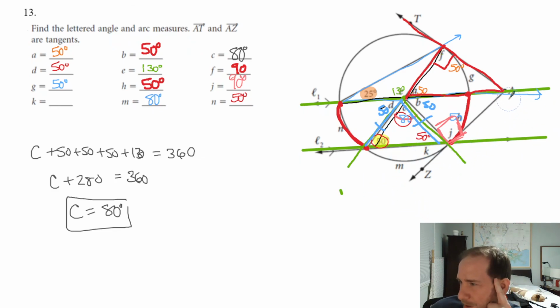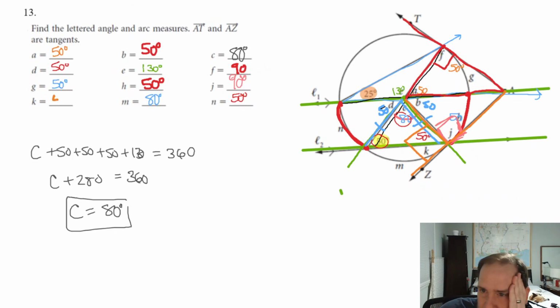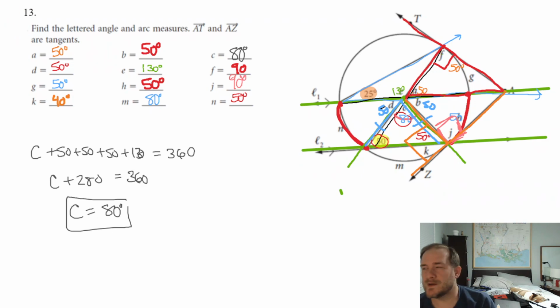But either way, now that I know that that is 50, you should also know that of course we still have this radius, and we are still at a tangent line. So all of these angles should be 90. So okay, if that whole thing is 90 and we just found out that this piece is 50, then K would have to be 90 minus 50, which is 40.